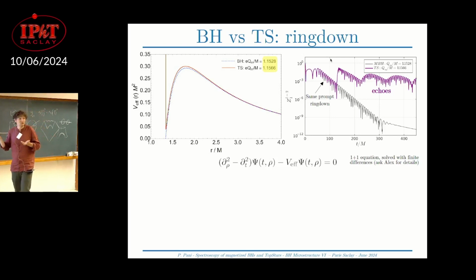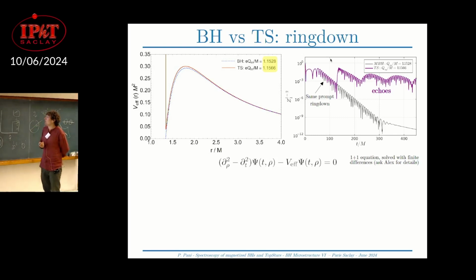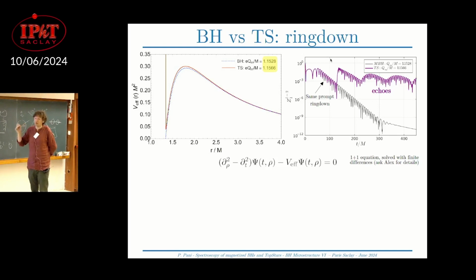Well, it happens what you would expect after a lot of work with ultralight compact objects in, say, more toy model scenarios, which is that the prompt ring down in time domain is basically indistinguishable between this black hole and this topological star for these parameters, just because the prompt ring down is governed by the shape of this potential around here. And because they are very similar, you get a very similar result.